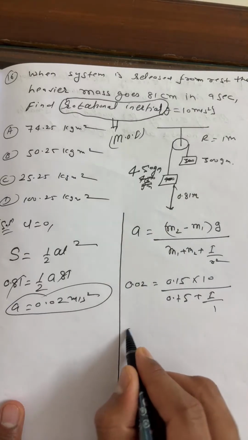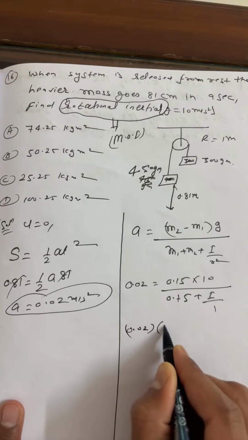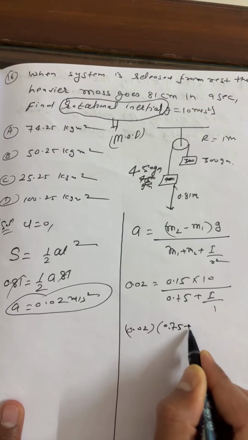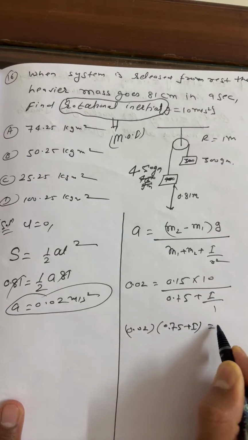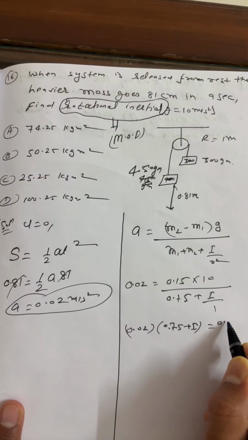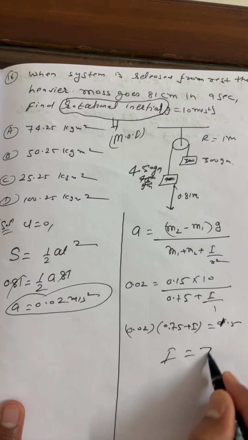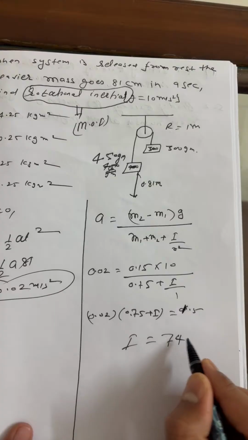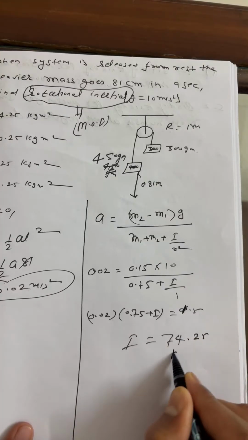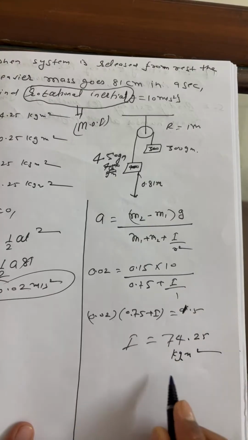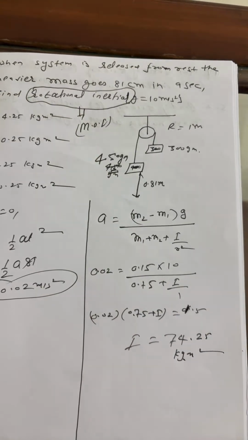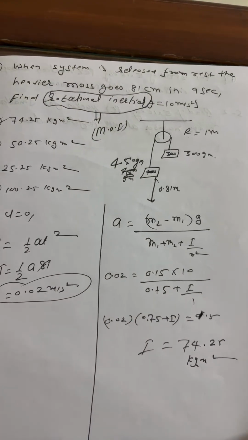Just do cross multiply. 0.02 into (0.75 plus I), this is 1.5. Solve further here, I will get I as 74.25. Don't forget the unit, kilogram per meter square. Hence the option is correct. Hence the option is correct.